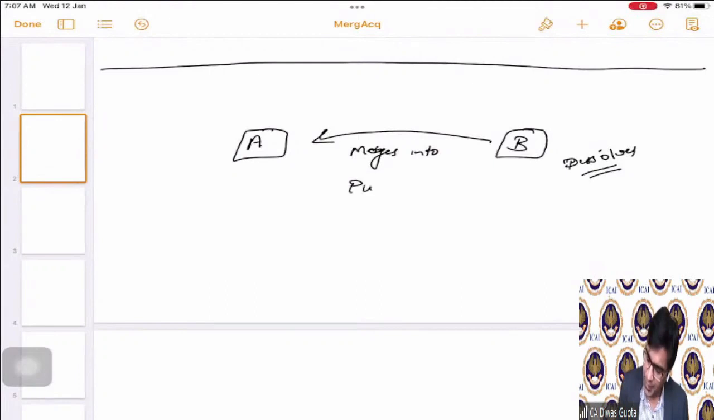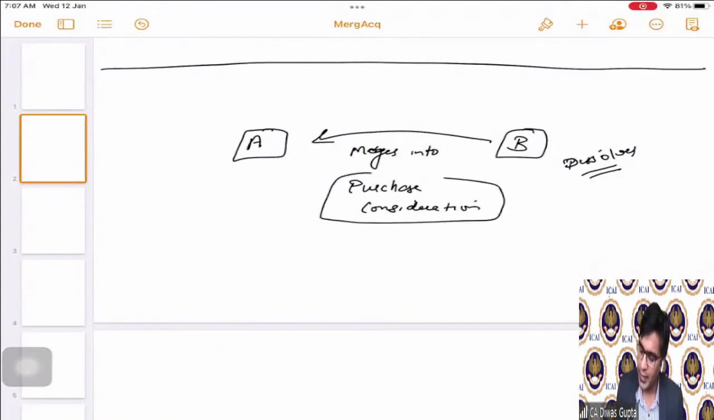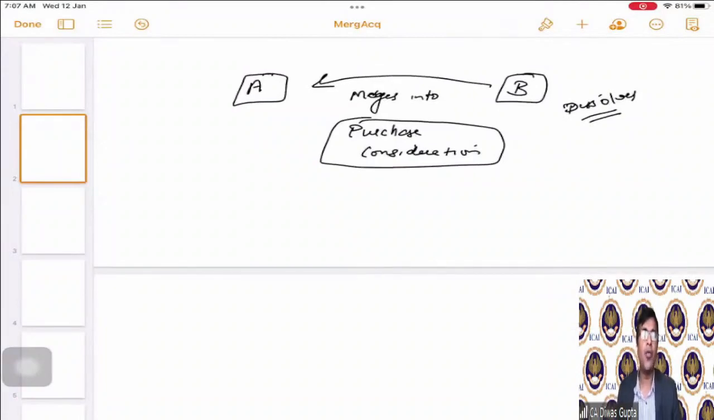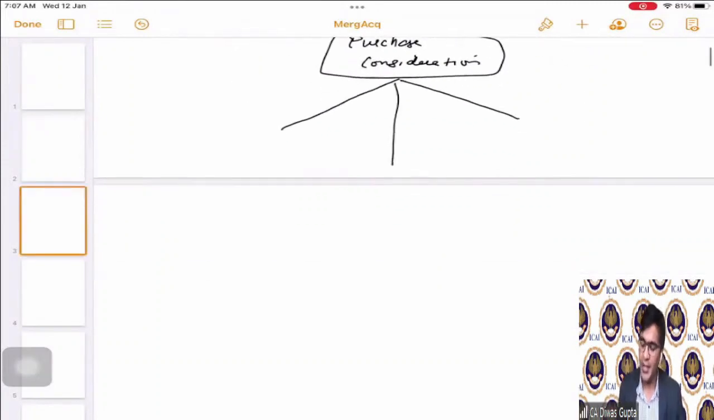Now, students, if you see the purchase consideration, the term is called purchase consideration. Now, what is this purchase consideration? For B merging into A, A will have to pay some kind of purchase consideration, correct? Because A is purchasing B, hence A has to pay something that is called purchase consideration. Now, what all forms can it take, what all kinds of purchase consideration can there be? For our discussion, we are restricting purchase consideration into 3 types.